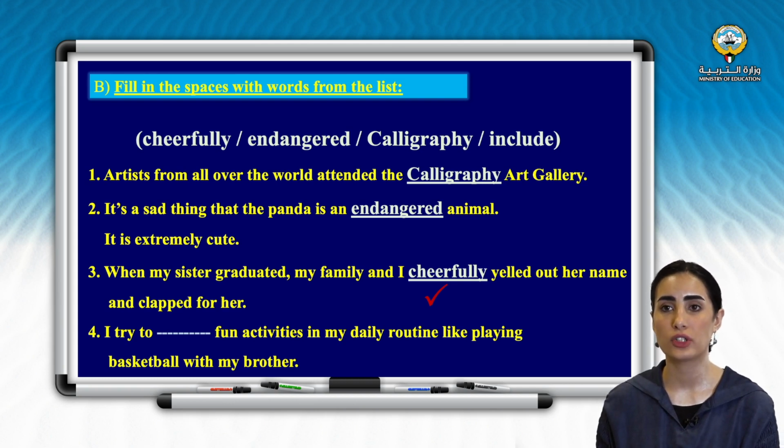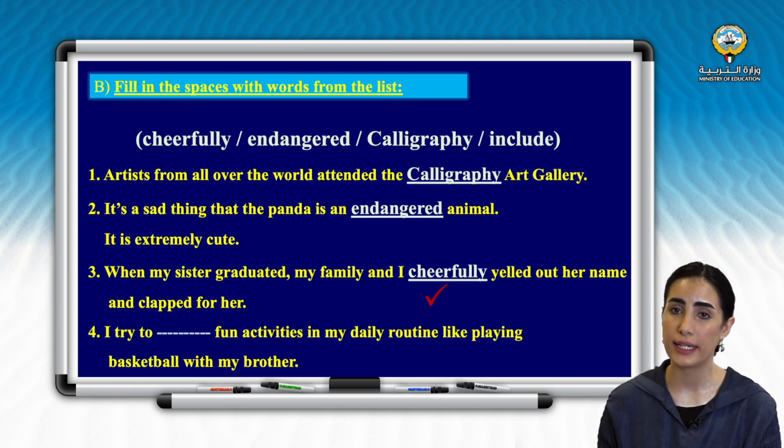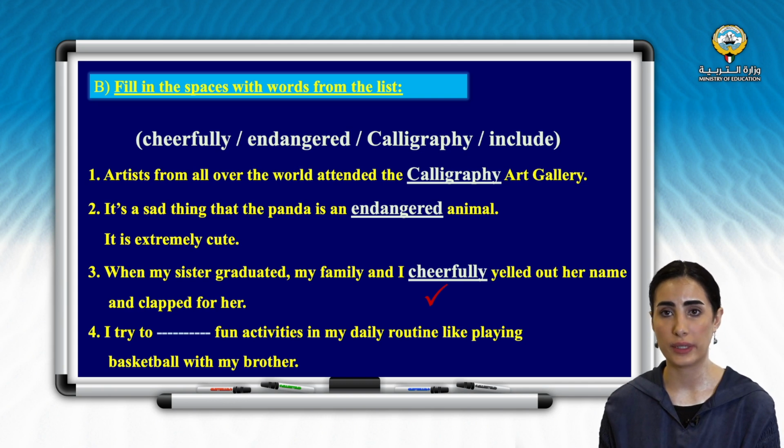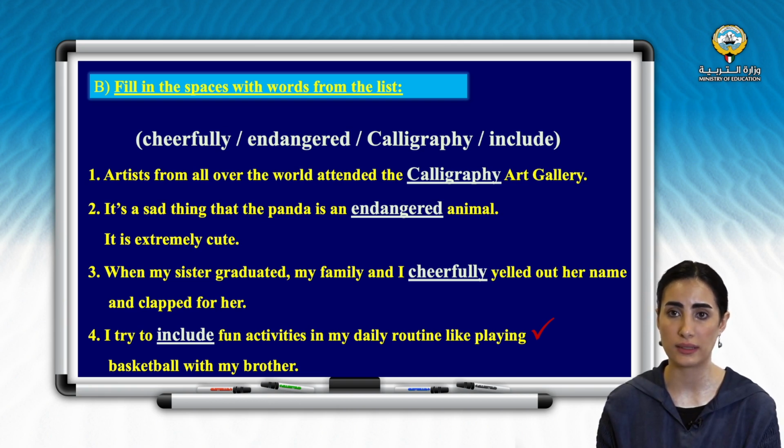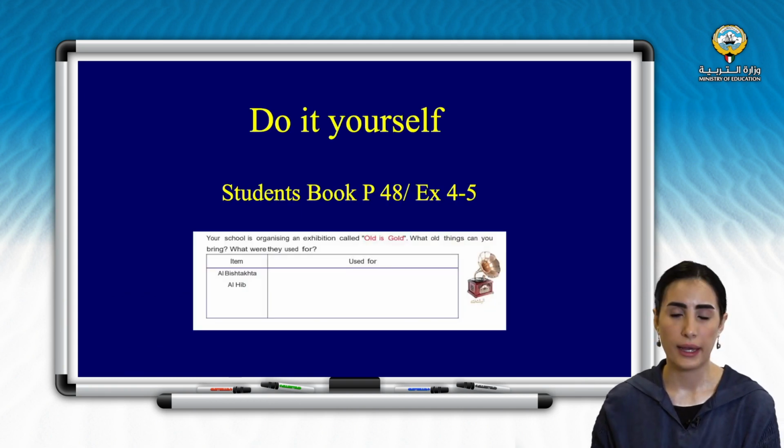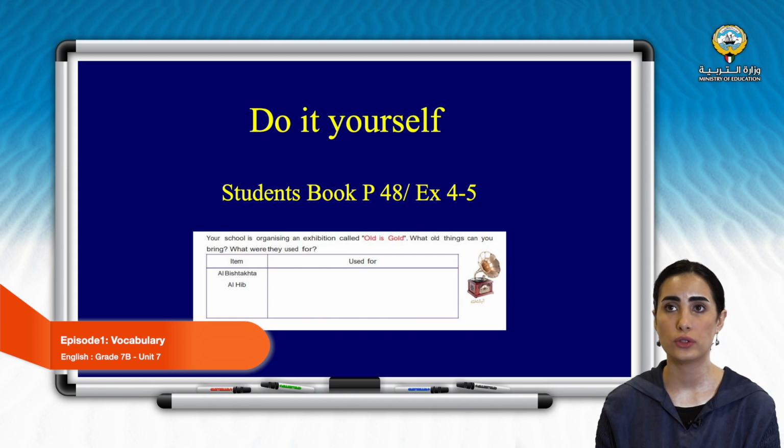Number 4, I tried to fun activities in my daily routine, like playing basketball with my brother. So which word is the best word for the sentence? Excellent, it's include. I try to include fun activities in my daily routine, like playing basketball with my brother. An extra exercise for you to do by yourself at home, which is in the student's book, page 48, exercise 4 and 5.